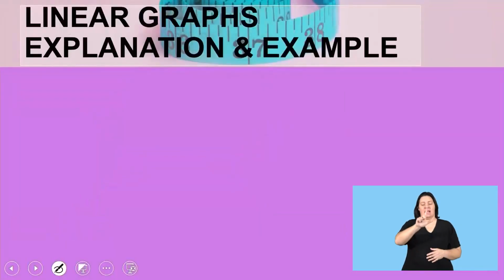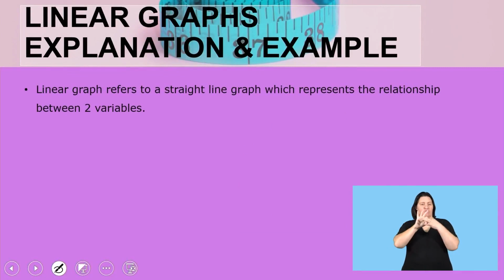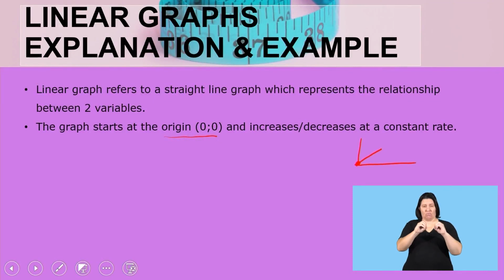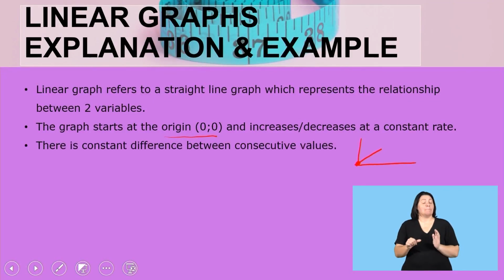Today, we will be looking at linear relationships. When we talk about linear relationship graphs, we are referring to graphs which show the relationship between two variables. And what is key is that this graph starts at 0 and 0, or at the origin. This is the point which is called the origin on the graph. And what is key again is that there is a constant difference between two consecutive values.